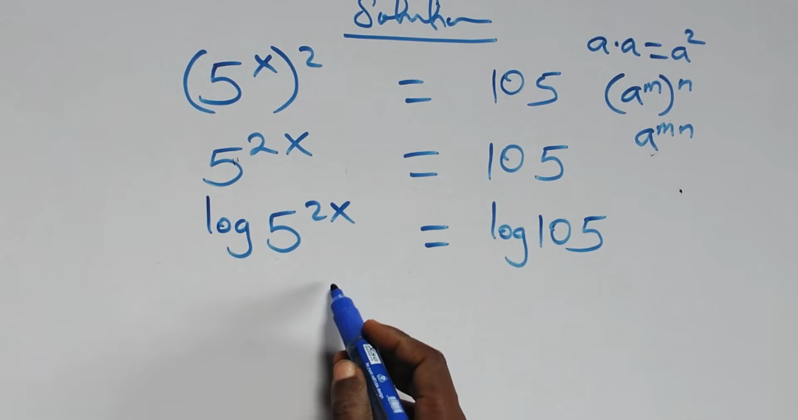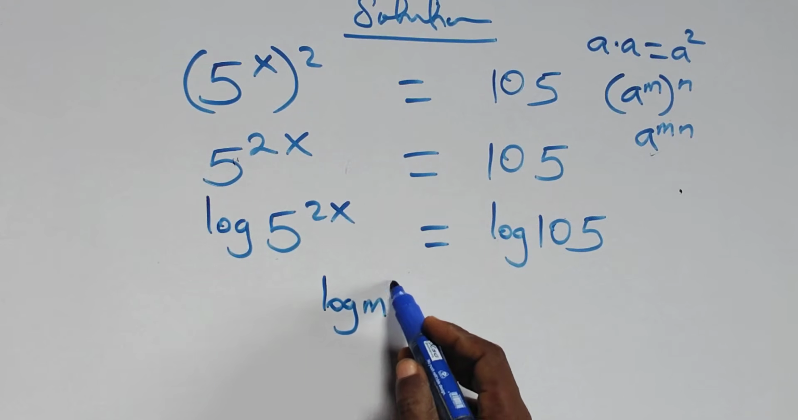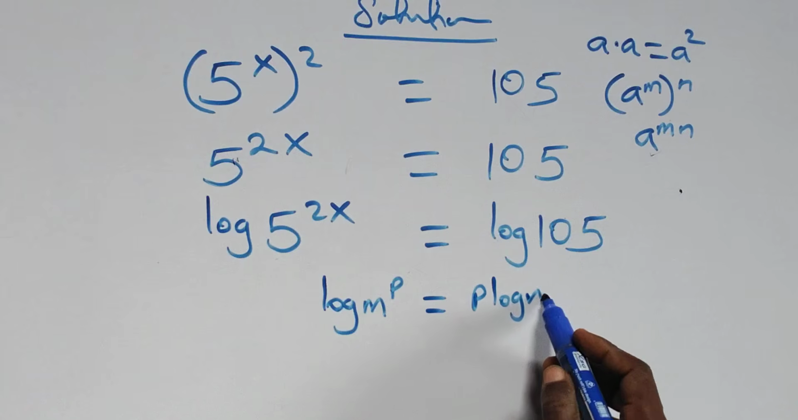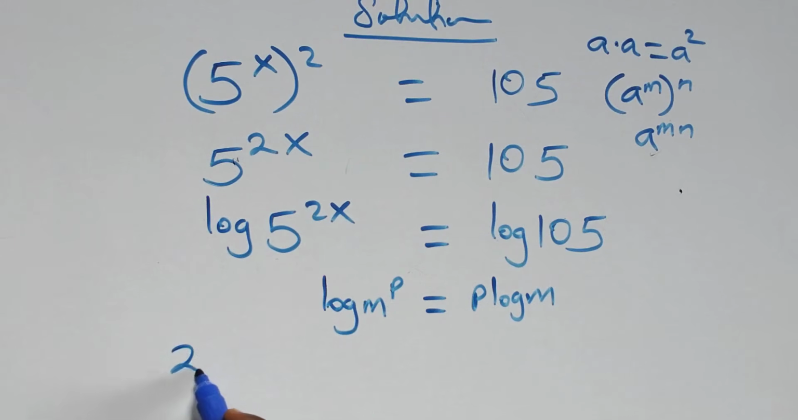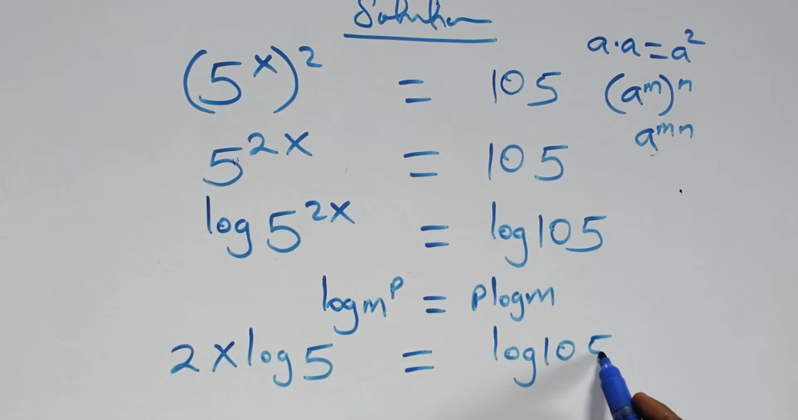And this follows the power law of logarithm. That is log m raised to power p, same thing as p log m. That is, the power here is 2x. What we have becomes 2x log 5 equals to log 1 around 5 here.